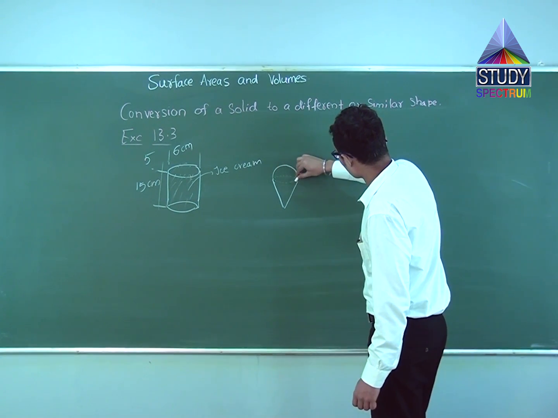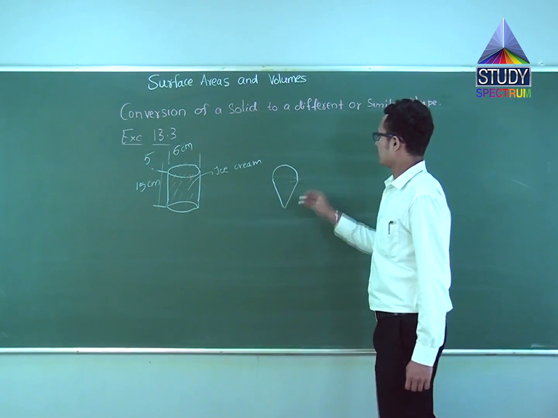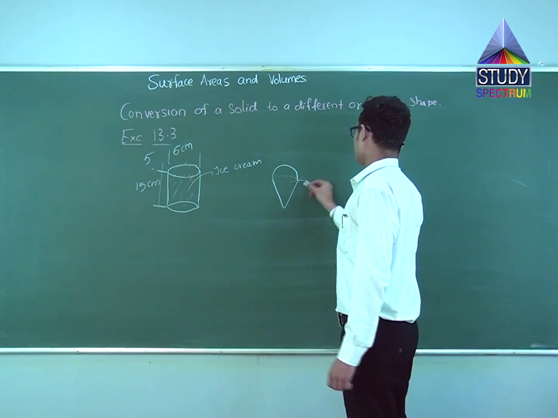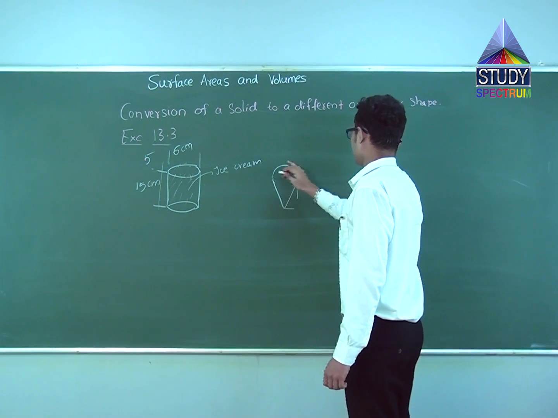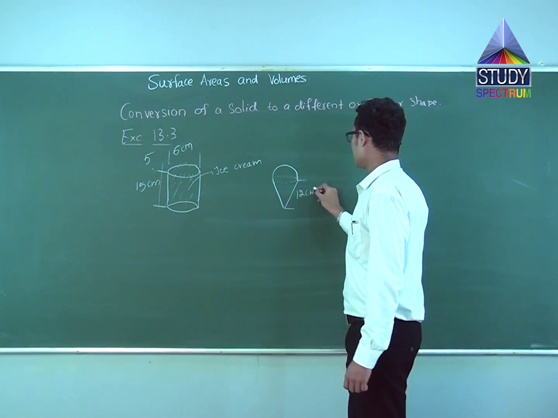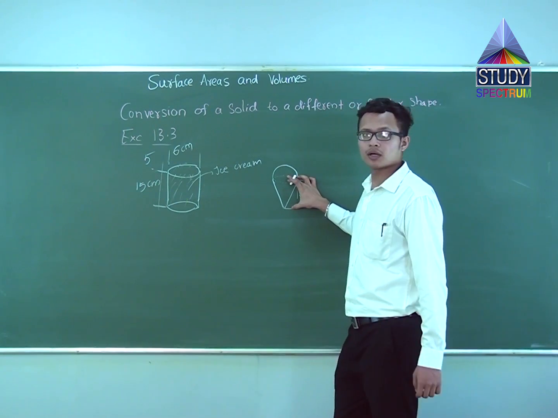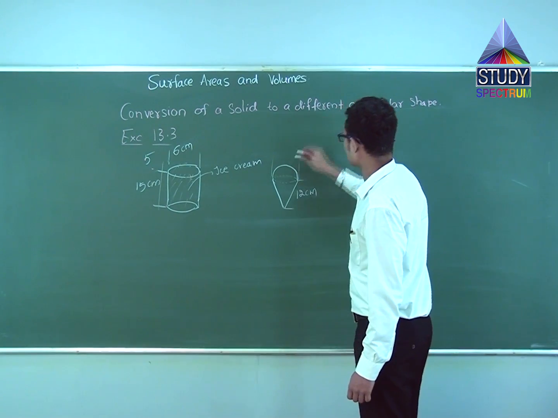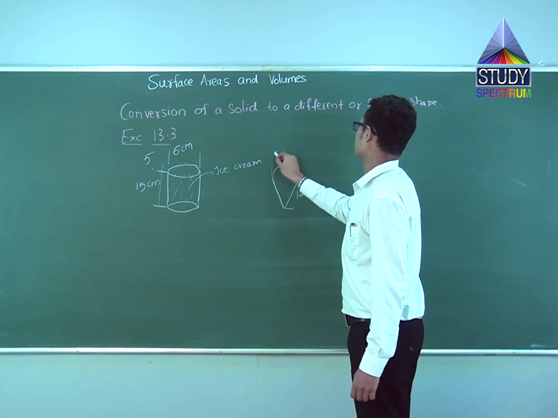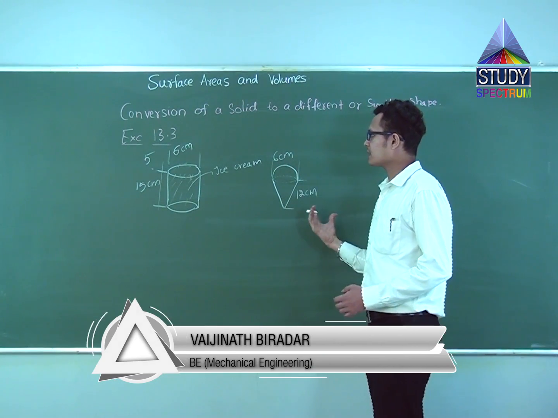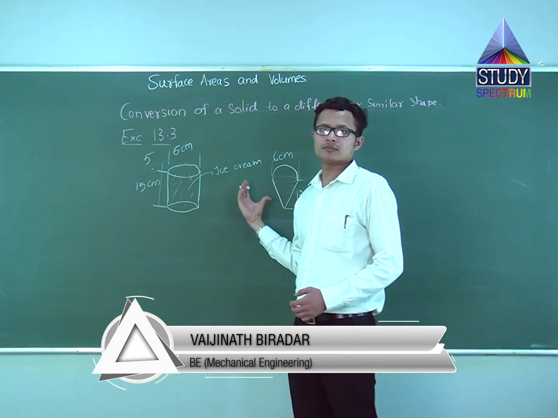This is a cross section of the hemisphere and cone. Now the dimensions of this cone and hemisphere are given as 12 centimeters as the height of the cone, and the diameter of the hemisphere is 6 centimeters.